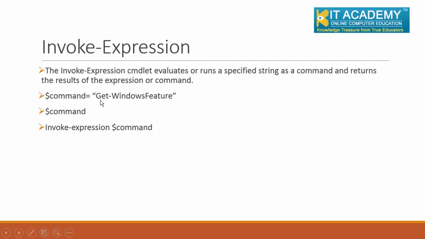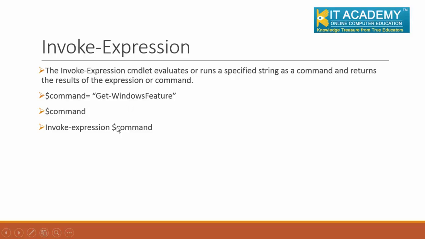But what if I don't want to see the value of the command, but I want this command to be executed? Whichever command this variable is holding is supposed to be executed. In such scenarios, we have to go for Invoke-Expression. To Invoke-Expression, you need to pass your variable name. So when I run this command, I'm supposed to see the list of features.